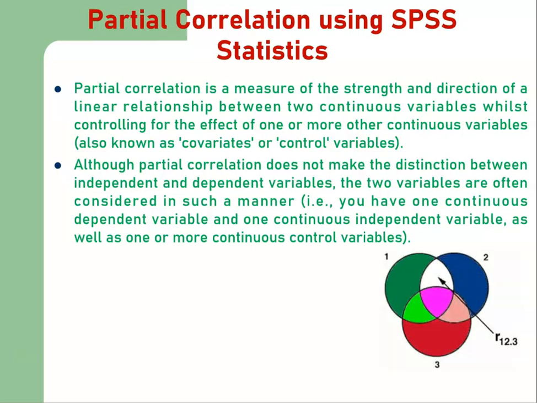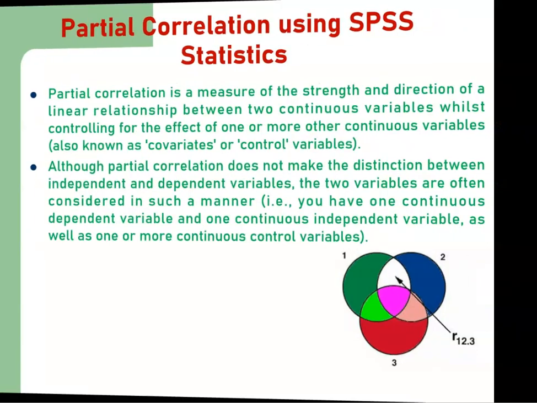This is an example. Let us suppose variable 1 depends upon variable 2, where variable 1 is the dependent variable and variable 2 is the independent continuous variable. Variable 3 is the other continuous variable, which is known as the covariate or control variable.